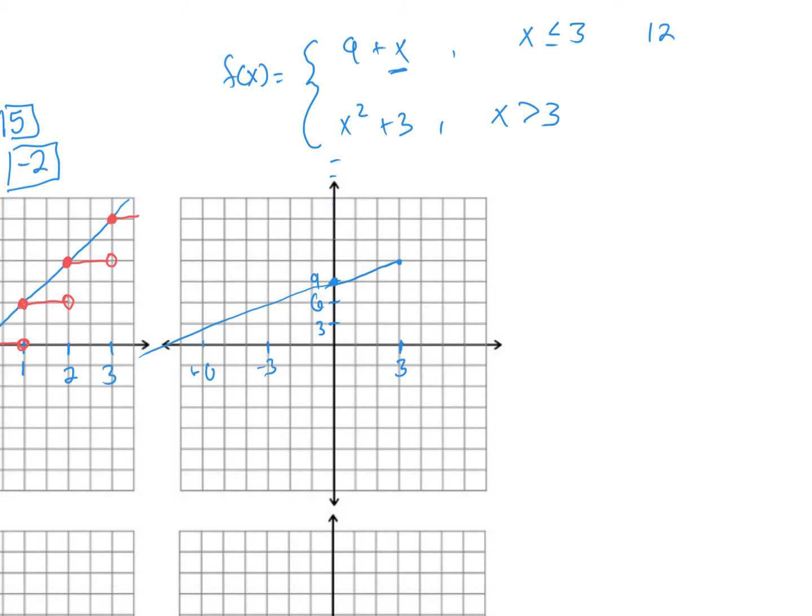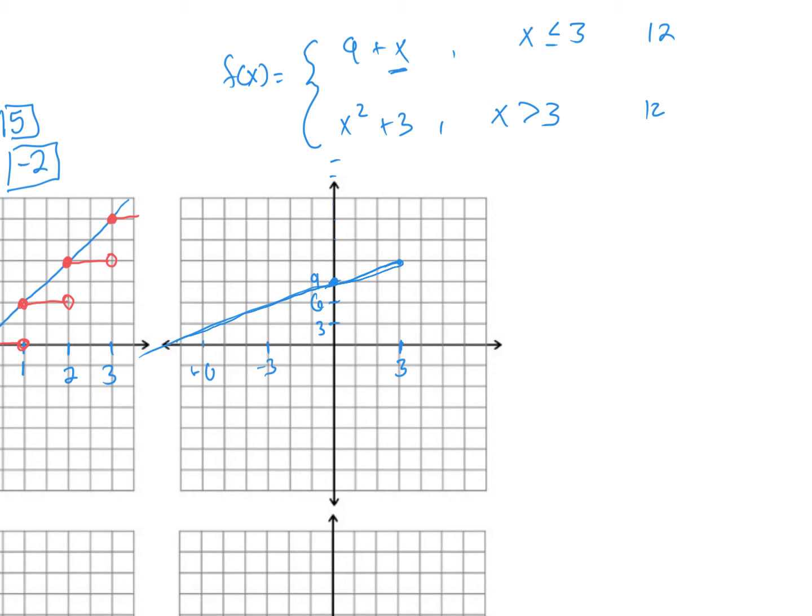3 squared is 9 plus 3. That's also 12. So they actually touch at the same place. So here's the back half, and then the other half is a parabola going up. So let's look at the parabola going up. If I plug in the next value, since we're going up by 1 increments on the x-axis.